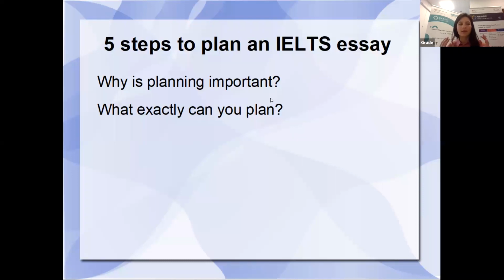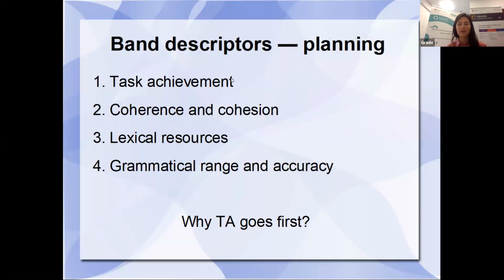To understand why planning is important and what exactly we will plan, we will go right now through the IELTS assessment criteria, which examiners use when they check our IELTS essays. I see that many of you know that there are 4 criteria: task achievement, coherence and cohesion, lexical resource, and grammatical range and accuracy. So my question will be, why does task achievement go first? What's so important about it? What do you think?